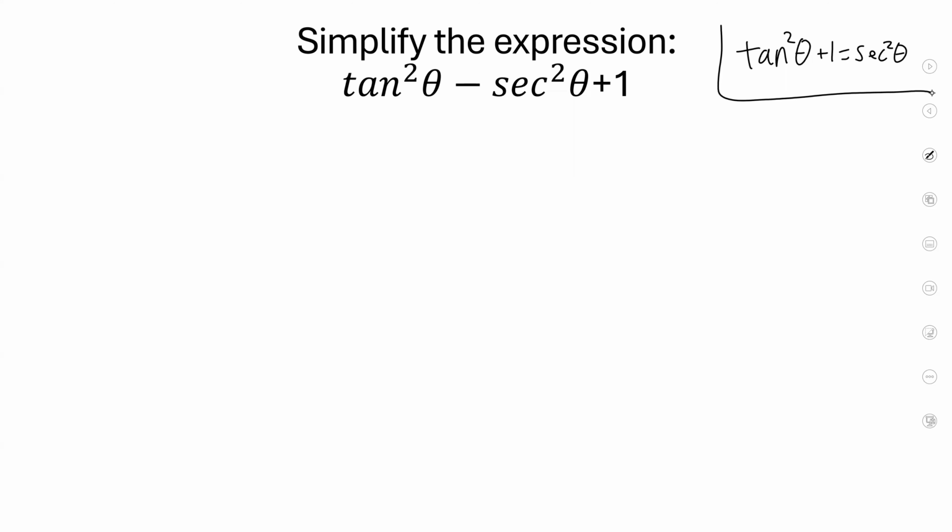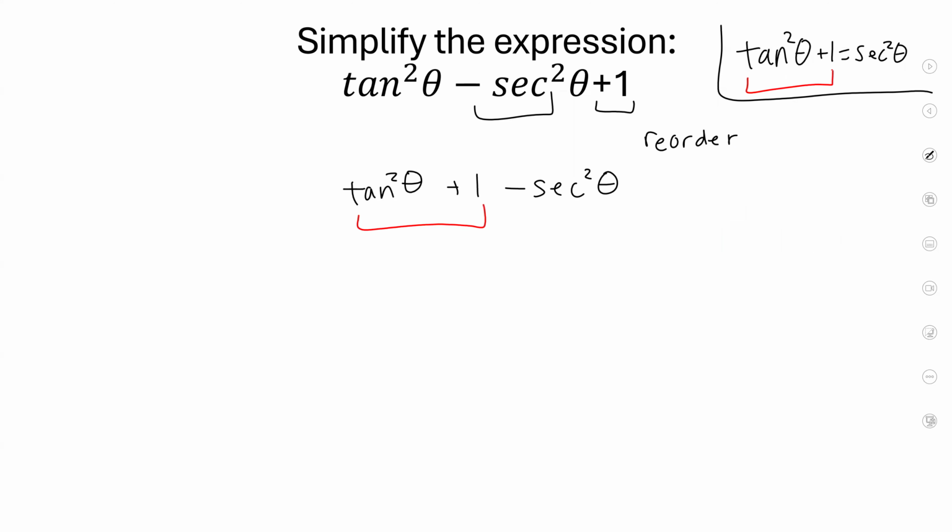So I have to reorder this. I'm going to reorder this so that it says tangent squared theta. I'm going to put the plus 1 next, and I'll put the minus secant squared on the end. I just reordered my expression. And notice this part matches my identity. So I'm going to replace tangent squared theta plus 1 with secant squared. So I'm going to write secant squared. And then I can bring this down. Secant squared minus secant squared is 0.